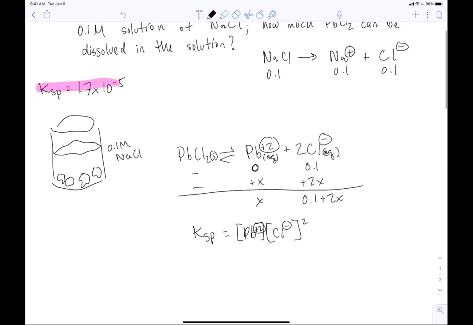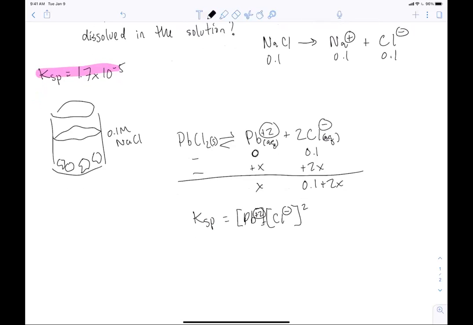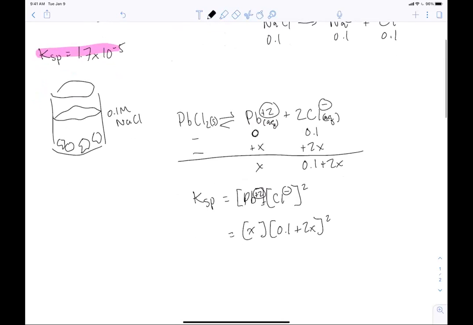I try to circle my charges just so that it's obvious they're charges. All right, so that's the expression we end up with. And then we just want to plug in values there. So this ends up being x, and this ends up being 0.1 plus 2x, and then those are squared. And then Ksp, of course, is given to us. That's 1.7 times 10 to the minus fifth. And then we just need to solve this thing for x.